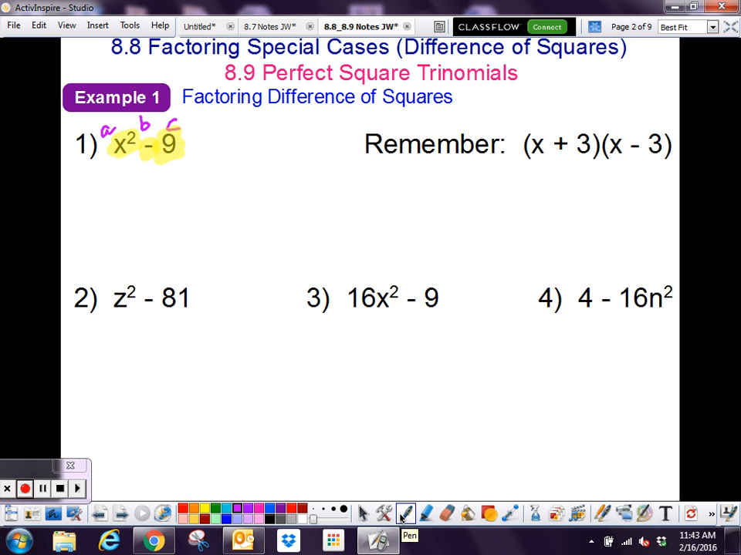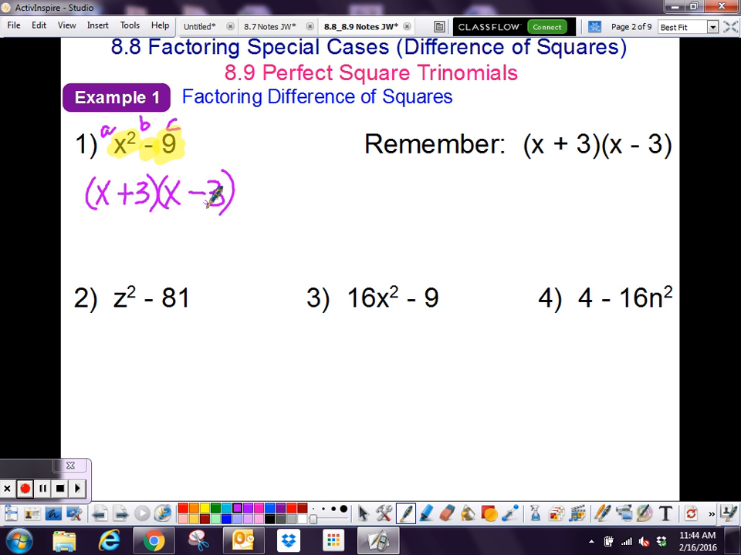If you have determined that it is a difference and that they are both perfect squares, then you're going to split up your two factors. One is going to be plus and one is going to be minus. It does not matter which one. Now I'm going to look at my first term. What times itself got me x squared? Well, it was x times x. So each factor is going to start with x. Now I'm going to look at my 9. What times itself gets me 9? Well, it's 3. So x plus 3 and x minus 3.